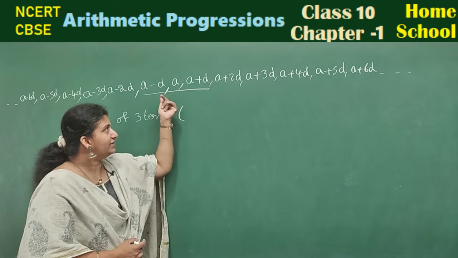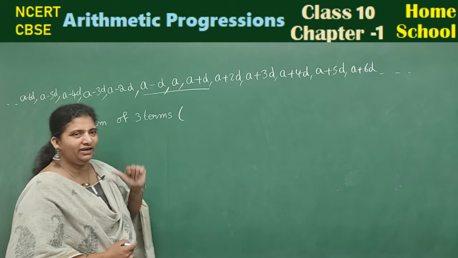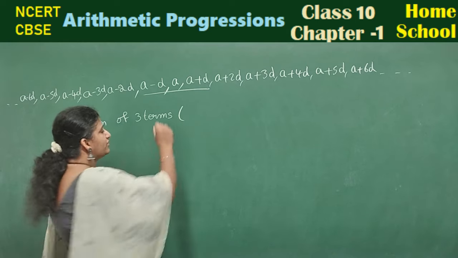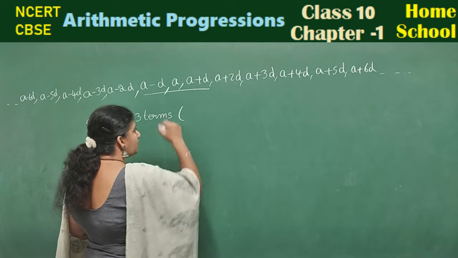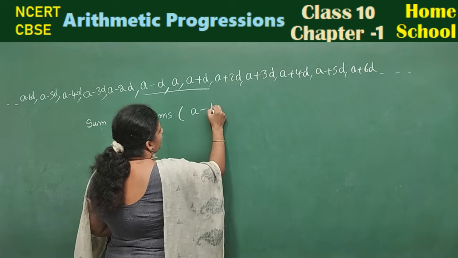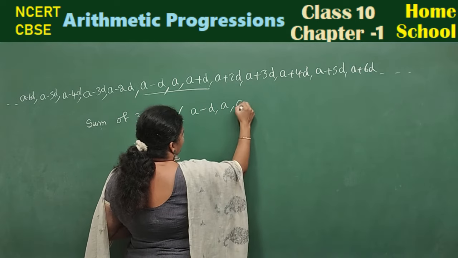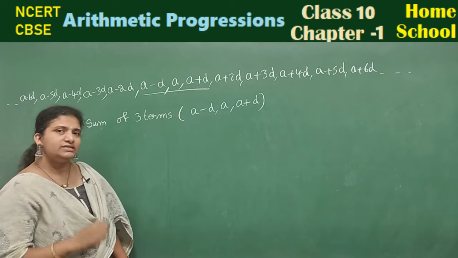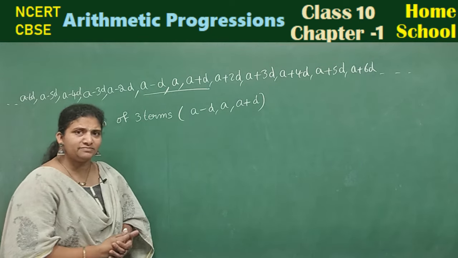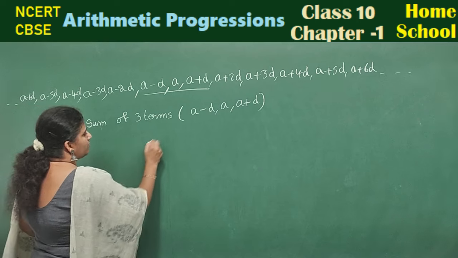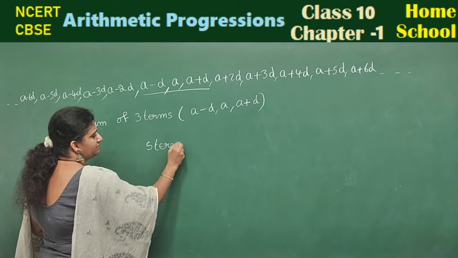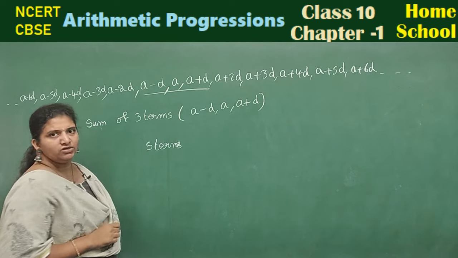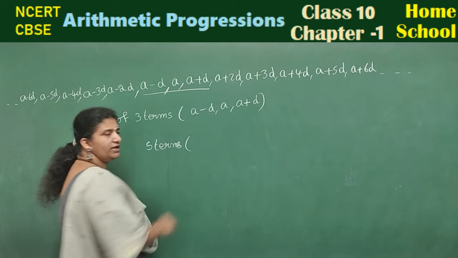Why these three terms? If you add, D will be eliminated. Why? Minus D plus D will be cancelled. Okay. So if the phrase sum of three terms comes in the problem, let the three terms be A minus D, A, A plus D. In the same manner, if the sum of 5 terms is given, which are the 5 terms you need to take?